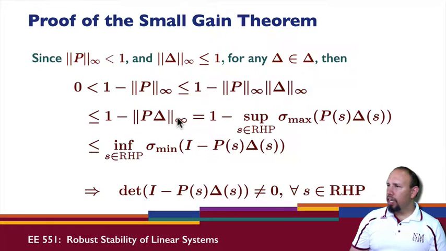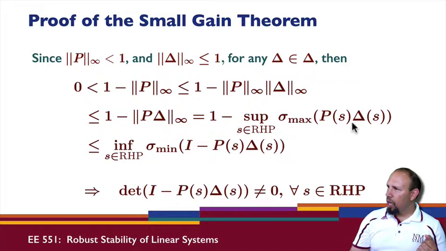So this quantity is equal to 1 minus the supremum of the largest singular value of that product over all S in the right half plane. Okay, so here we're doing this. The supremum is over all S in the right half plane, including the imaginary axis. Now, the supremum is again like the maximum. If I took the minus sign inside of here, then we would work with the infimum. And instead of the largest singular value, we would work with the smallest singular value.